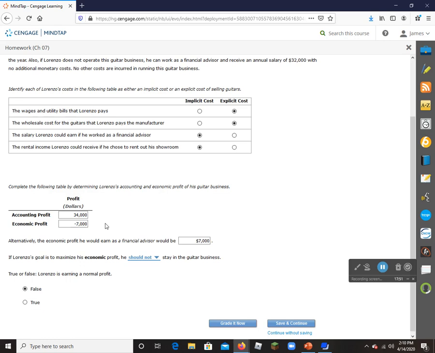So that would be just enough profit to keep the business in operation. That's what a normal economic profit is. It's the level of profit necessary to just keep the business in operation. And that normal profit is a zero economic profit.